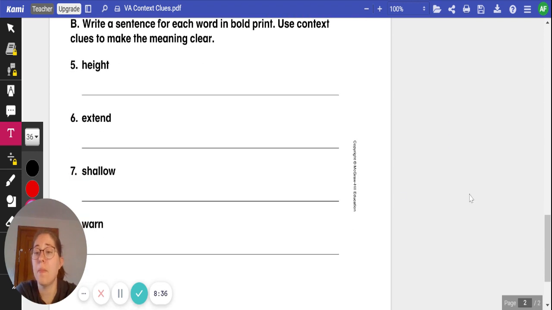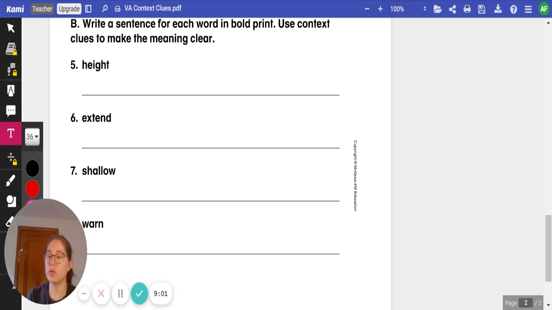To finish off today, I'd like you to write a sentence for each word in the bold print. Use your sentence clues to try to make the meaning clear. Do your best on those 4 sentences.